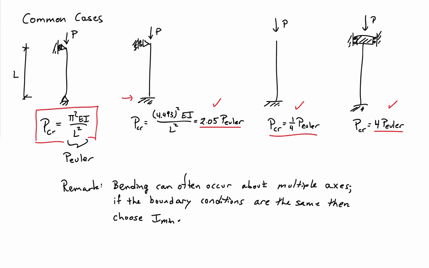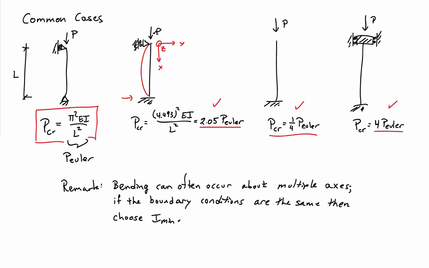One thing to be careful about when you do these types of buckling calculations is that the bending can occur about multiple axes. Say we have x, and then y, and the z axis is coming straight out at us. You can have bending about the z axis, which in this case would go like this, or you could have bending about the y axis, where the beam would bend out towards you.